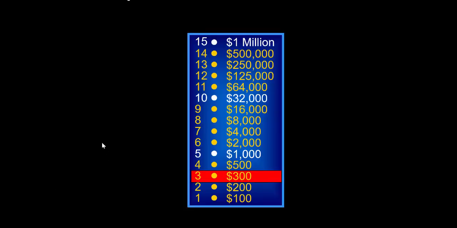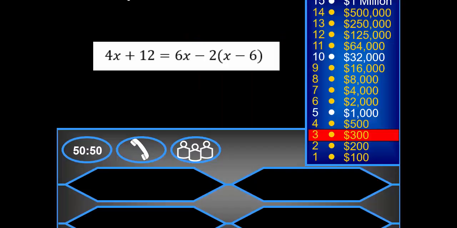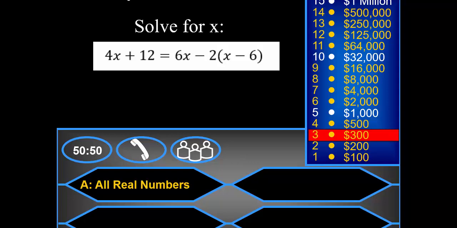Here we go, the $300 question. Hopefully you're doing well so far. Let's take a look at this one. Another solve question. Here it is. Solve: 4x plus 12 equals 6x minus 2 times the quantity x minus 6. And when you're done, unpause and see how you did. You can pause now. Good luck.